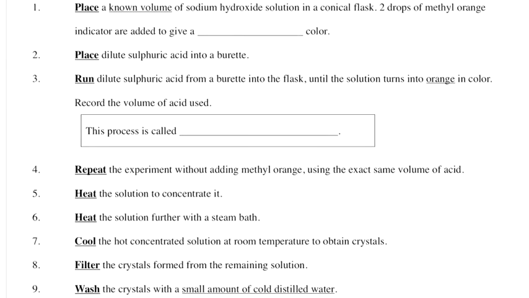So first, we place a known volume of sodium hydroxide in a conical flask, and then we add some indicator. This indicator gives it a yellow color. And then we place the dilute sulfuric acid, the other reactant, into a burette, and we run it once to find out the precise amount of acid we need to neutralize the sodium hydroxide. This process has a name: it's called titration.